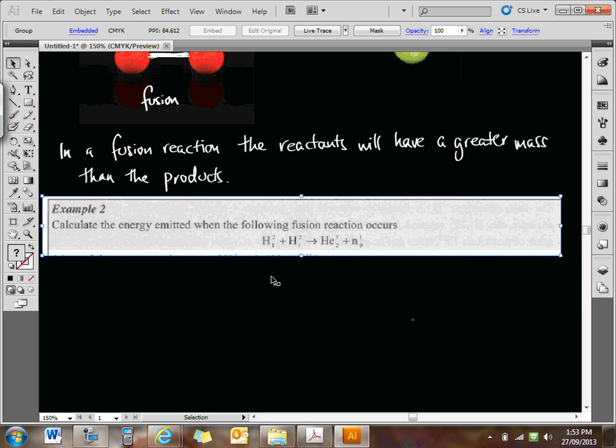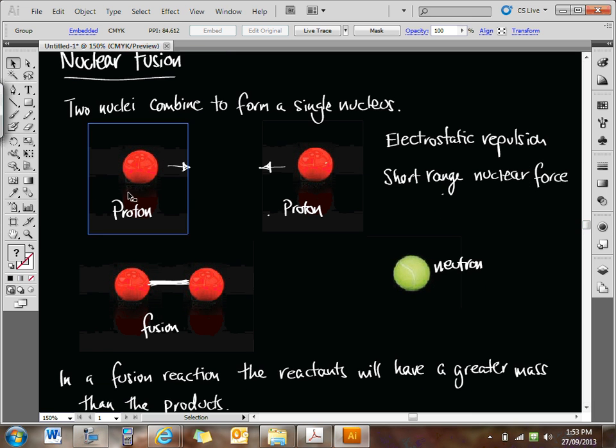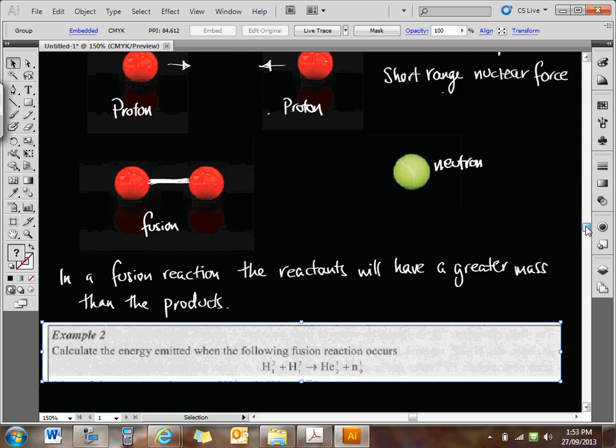So calculate the energy emitted when the following fusion reaction takes place. So we've got deuterium and deuterium coming together to form a helium-3 nucleus plus a neutron. That's quite a different situation to what we saw here. Of course, this is just a very simple situation of two protons coming together.